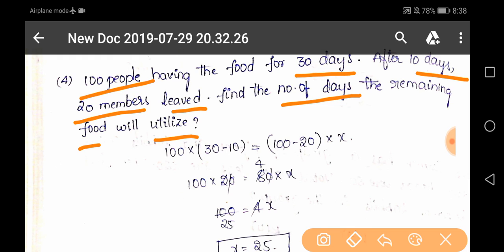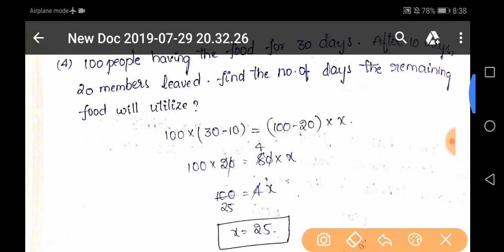So coming to this, actually 100 people have the food for 30 days. But after 10 days 20 members left, so 20 people left. So in the 30 days, the 10 days have to be left out, because in those days the members had not left yet, so that will not be calculated here. After 20 members left, how many days will it last?